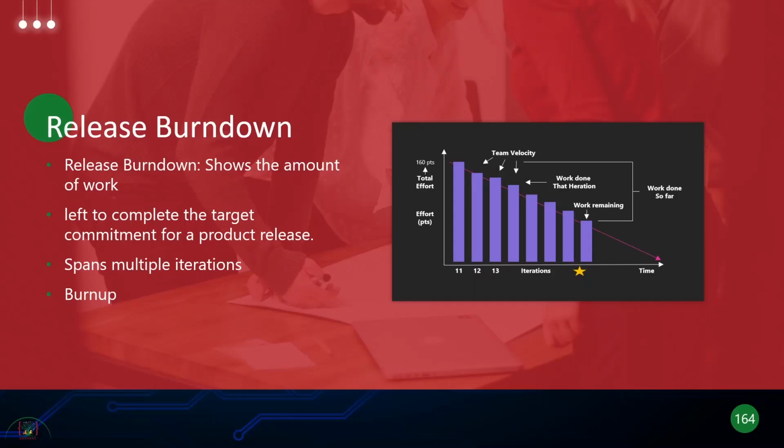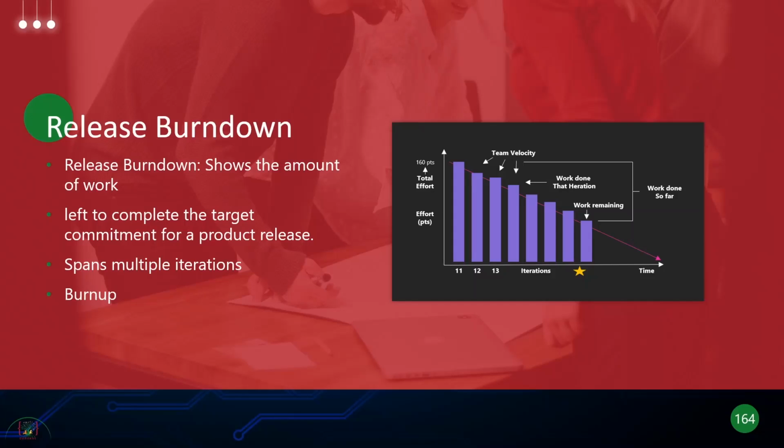It's the same concept. It will basically start with the total number of story points or hours that were committed for a particular release. And for every sprint, you can see what the team velocity is, how much work is remaining, how much work has been done so far. So the only difference between a release burn down and a regular burn down chart is that a release burn down will span across multiple iterations, whereas a sprint burn down will be only for one single sprint.